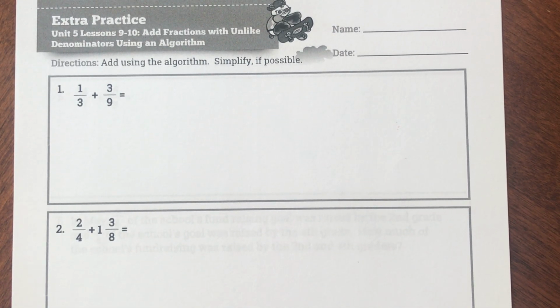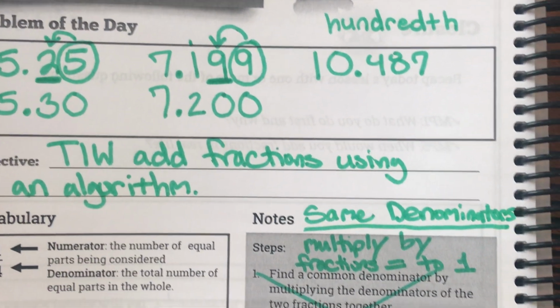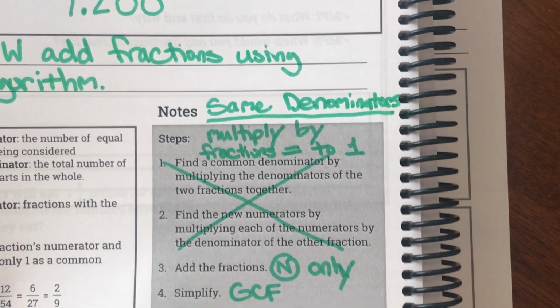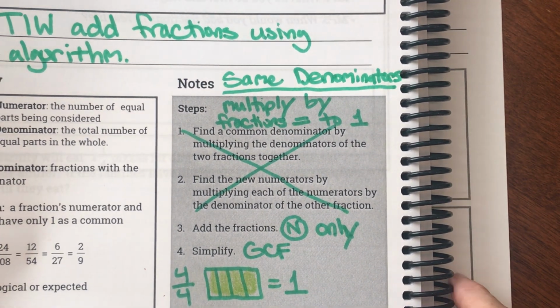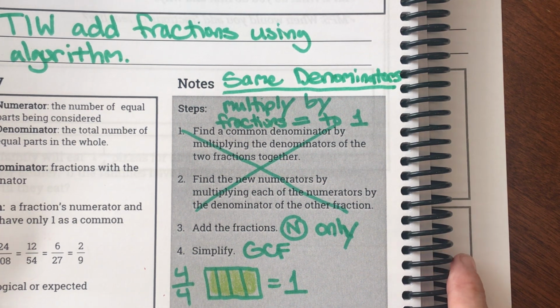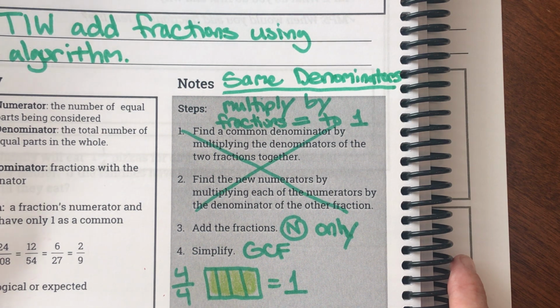Today we are not doing a new lesson. We are going to practice more of yesterday's lesson. So yesterday we were on page 53 of your student journal, and I'm just going to go back and look at my steps from yesterday. Our objective was: today I will add fractions using an algorithm. So today we're just going to practice more of that.